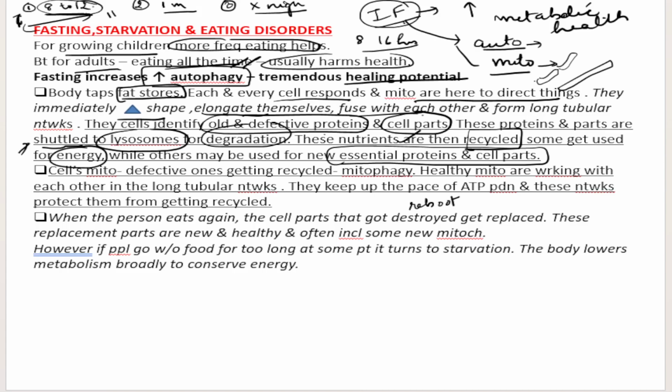Then the defective mitochondria in the cells will get recycled. So the mitochondria will repair itself through mitophagy. But the healthy mitochondria are working with each other, they are fusing with each other and they have formed long tubular networks. And by means of these long tubular networks, these healthy mitochondria are not getting recycled. So the long networks are protecting them from getting recycled, and the healthy mitochondria are keeping up the pace of energy production.